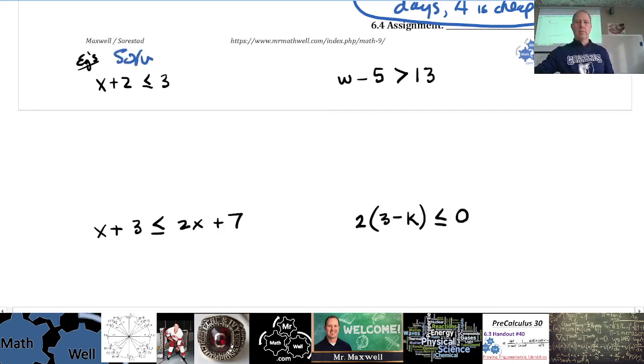Okay, I'll do the first one with you if anyone's having trouble. But again, look back to an example. So I'm actually going to subtract 2 from both sides to get rid of this 2 over here. So what I do to one side, I have to do to the other.